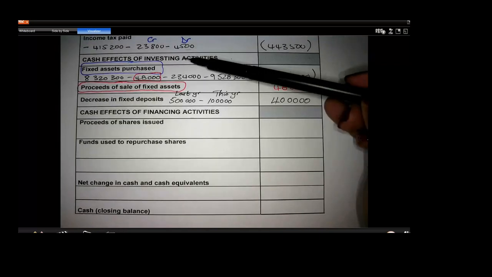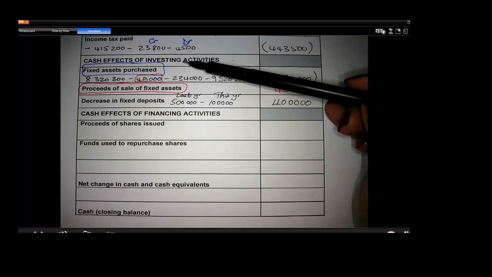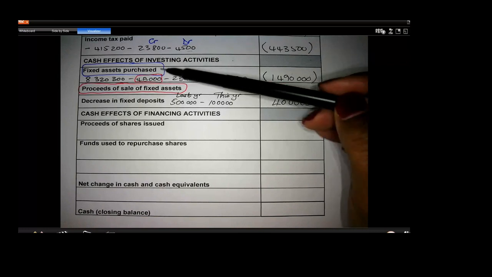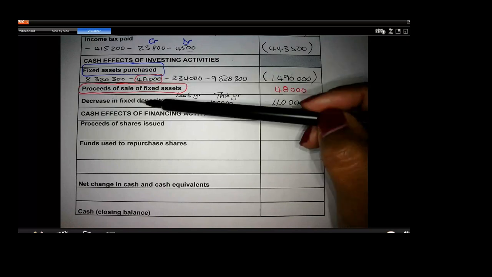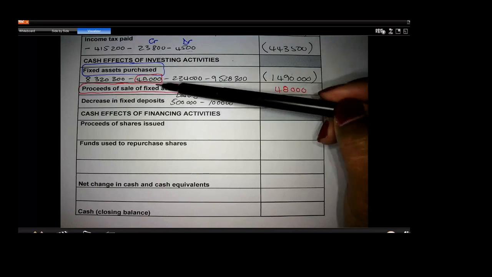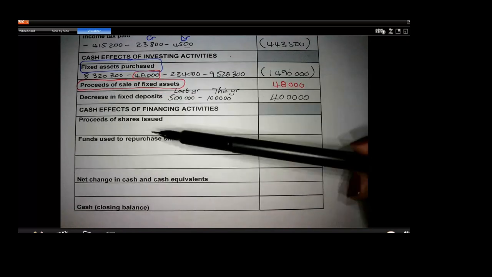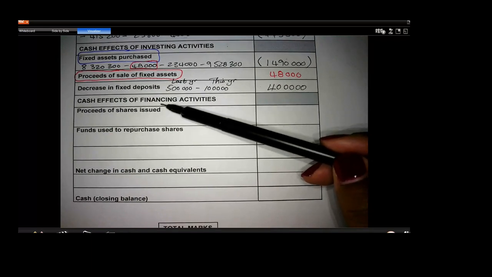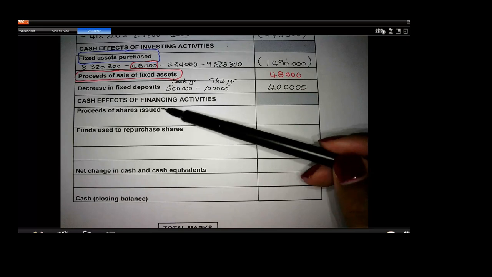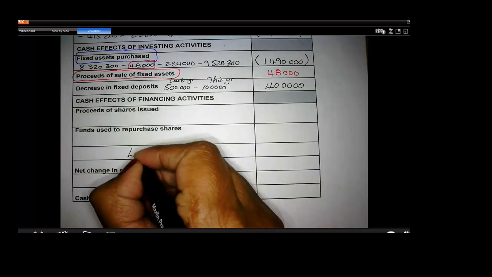Investing activities, you must know. It's everything to do with fixed. That's how I remember it. My investing activities is everything to do with fixed: fixed deposit, fixed assets. My financing activities has got to do with how the business is financed. It's got to do with shares and loans.